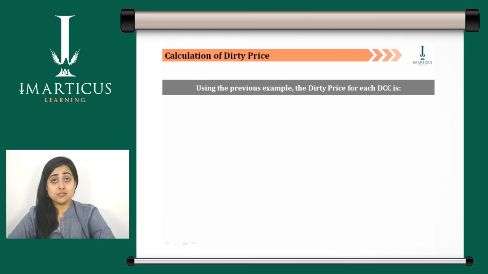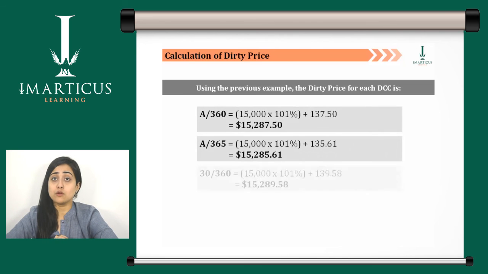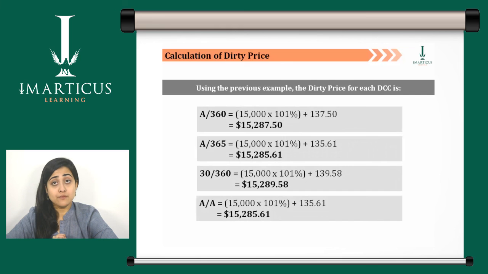So the clean price is $15,150 and we have already calculated the accrued interest as $137.50. Hence the dirty price will be $15,287.50 if the DCC used is actual by 360. Similarly, the dirty price using the other DCC methods is calculated.